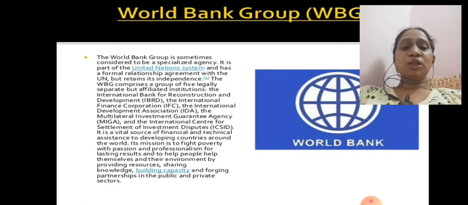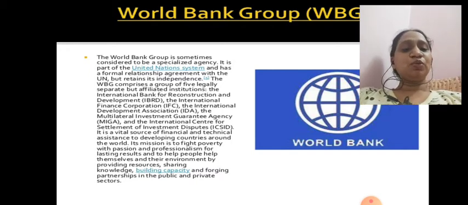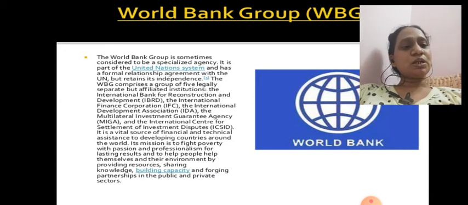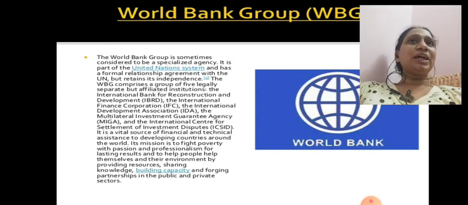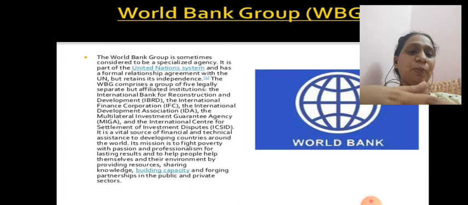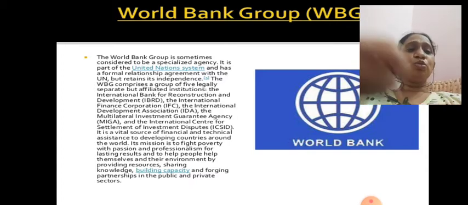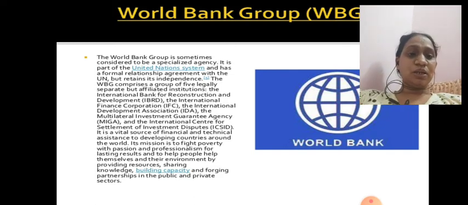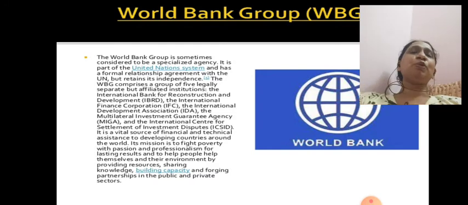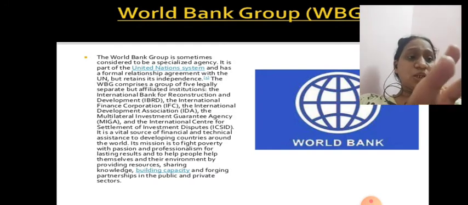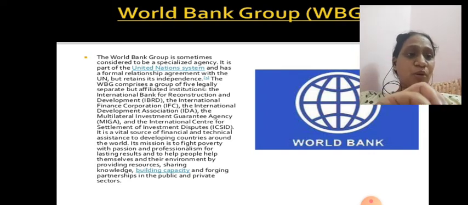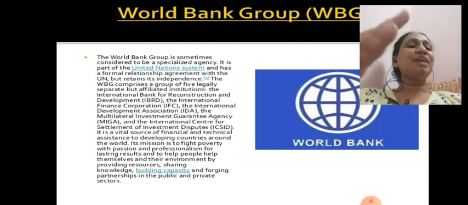Its mission is to fight poverty with a passion and professionalism for lasting results, and to help people help themselves and their environment by knowledge, building capacity and forging partnership in the public and the private sector. So their objective is to take the developing countries out of a backward economy and give them an equal chance to develop. They provide them the resources and share knowledge, so that with the help of public and private partnership policy they can also stand in the world economy and be self-reliant.